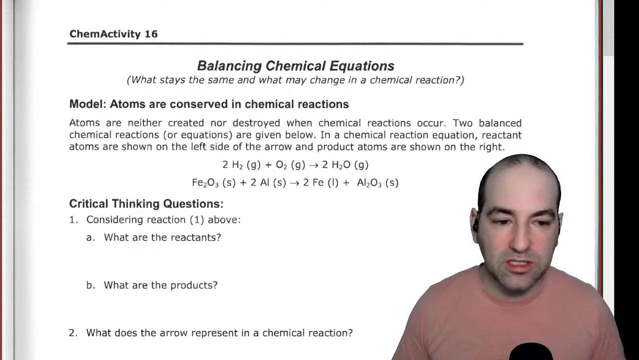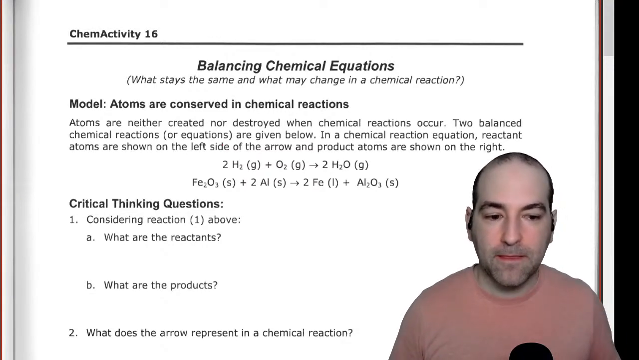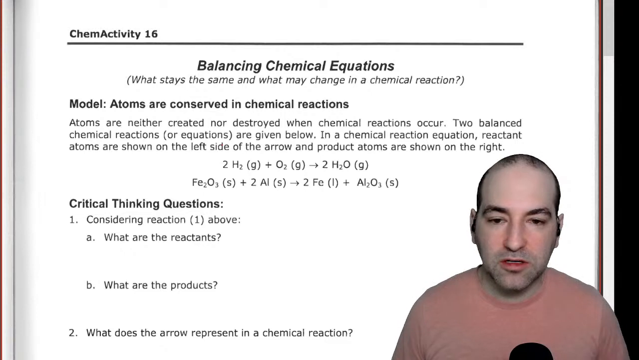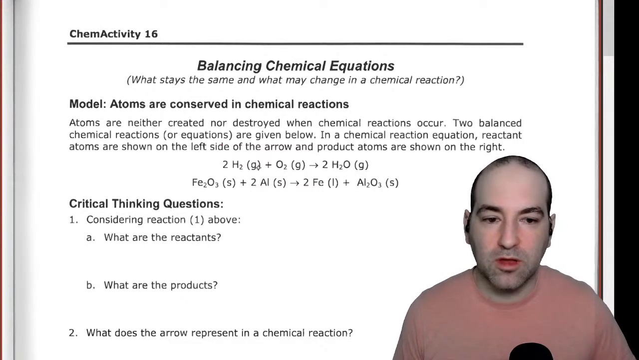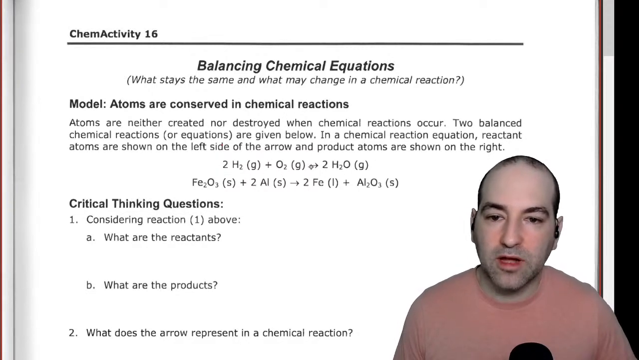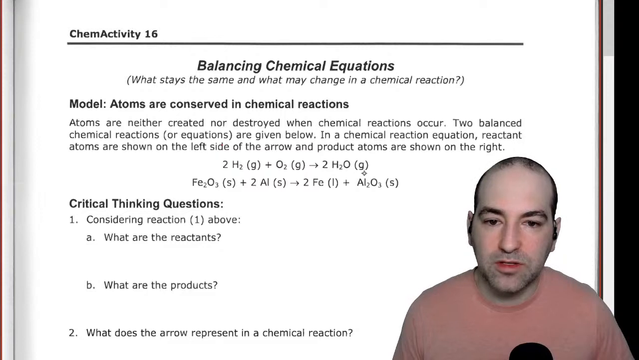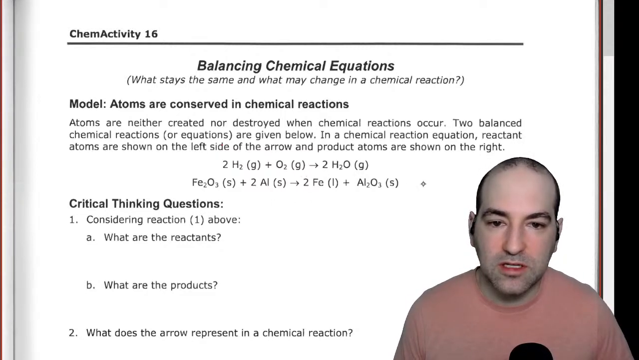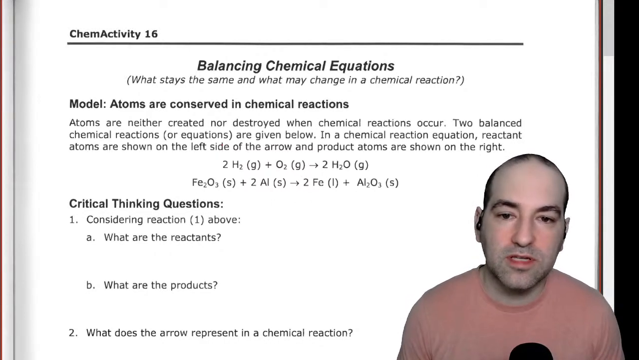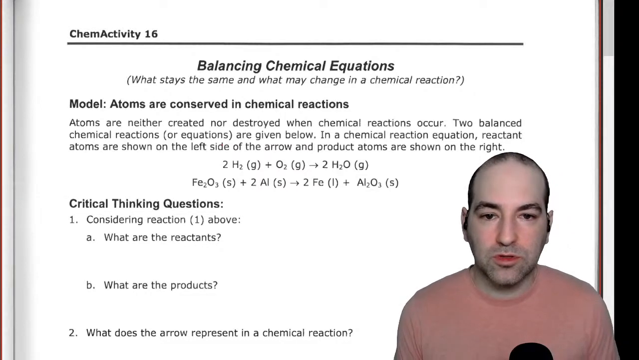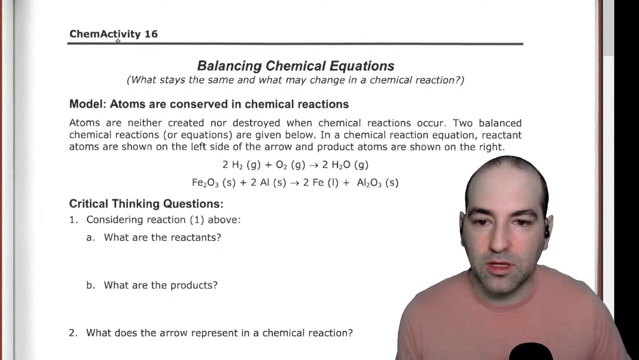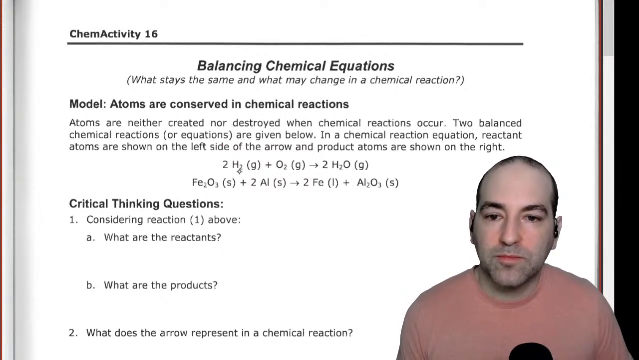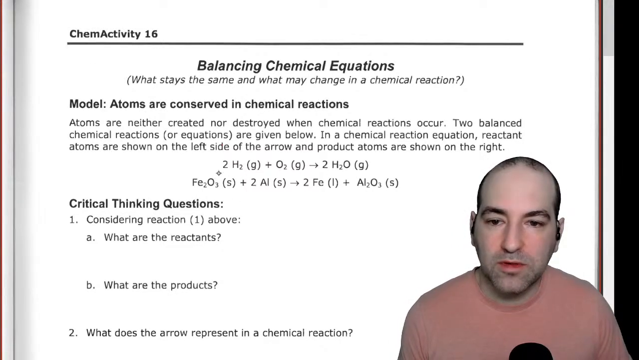They express a reaction on paper, and they use some particular symbols that you may or may not be familiar with. Hopefully by this point you're familiar with chemical formulas. But there's also some other things going on. There's some numbers, there's some letters in parentheses. And so working through this activity will help you to understand what those things are all about. So let's talk about them a little bit. First of all, what's happening with these numbers?